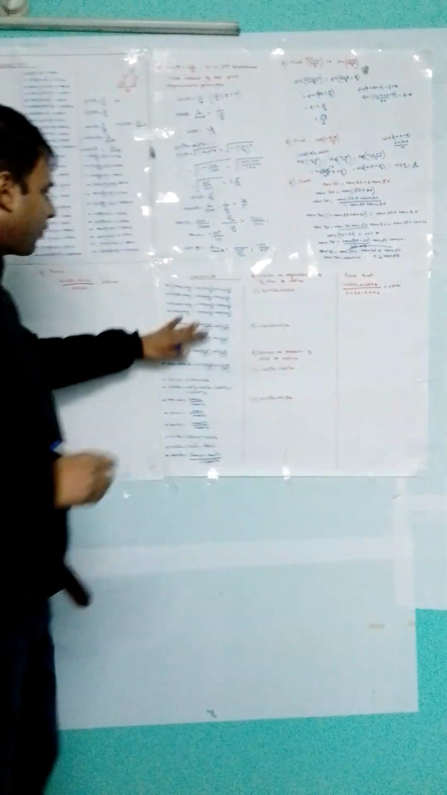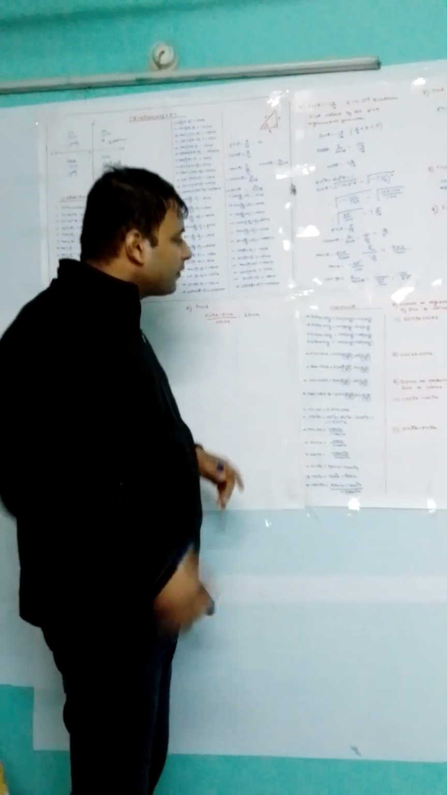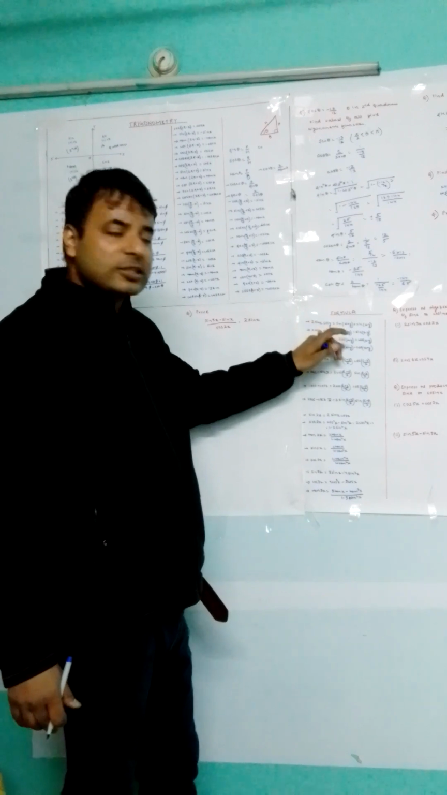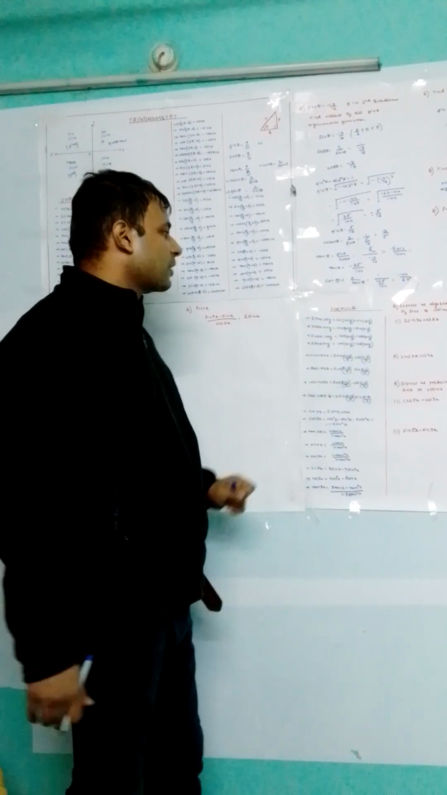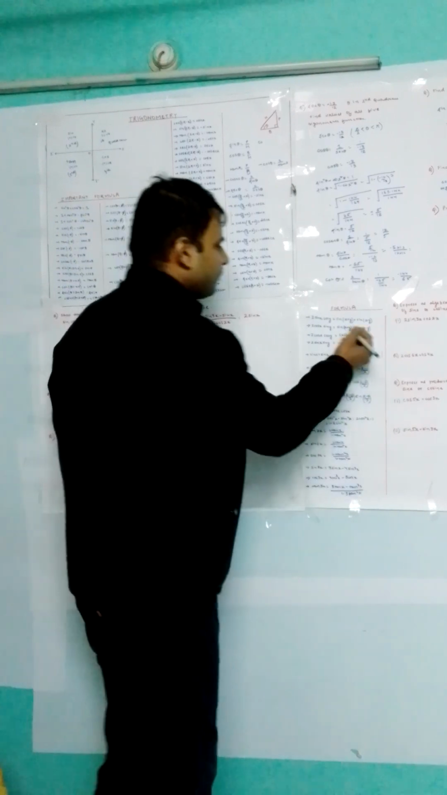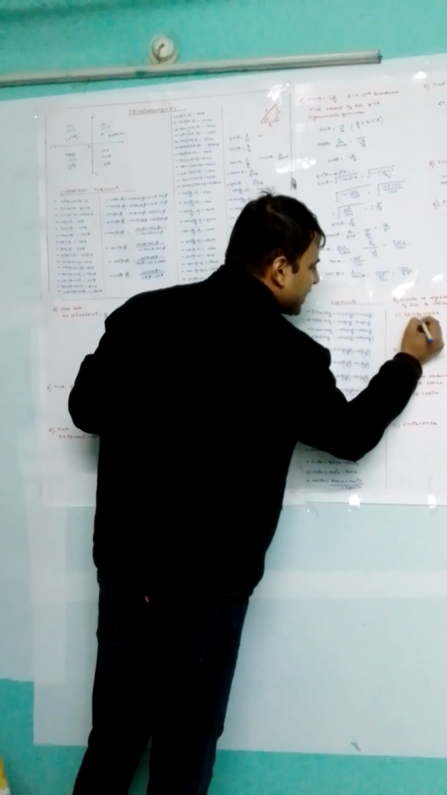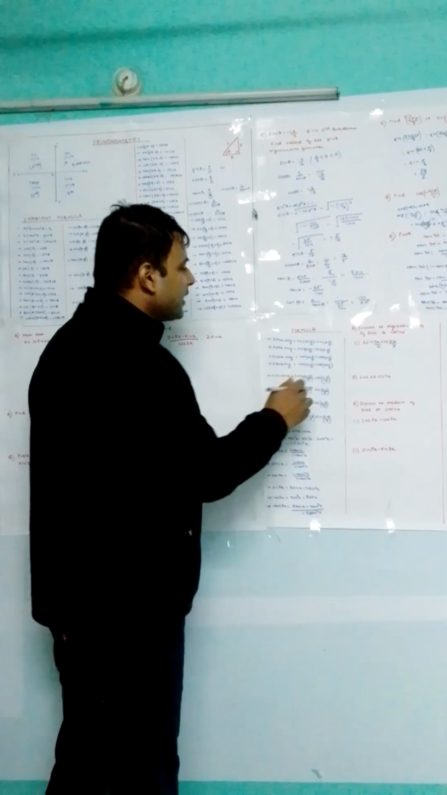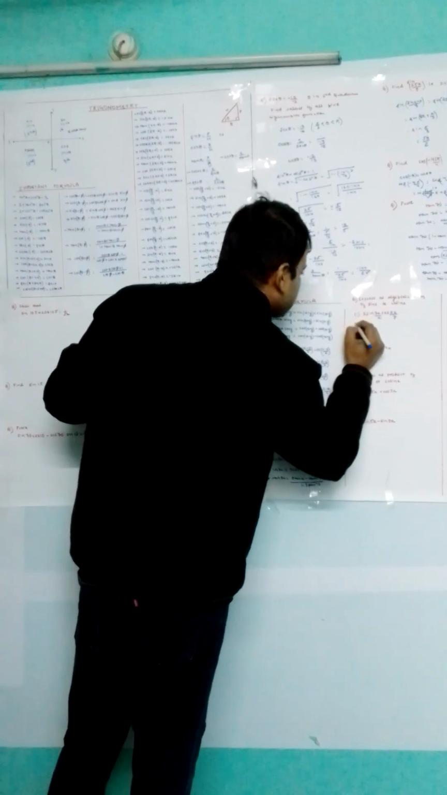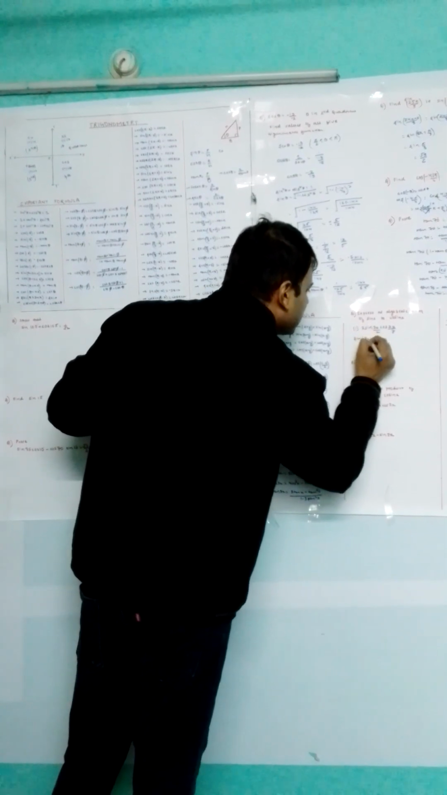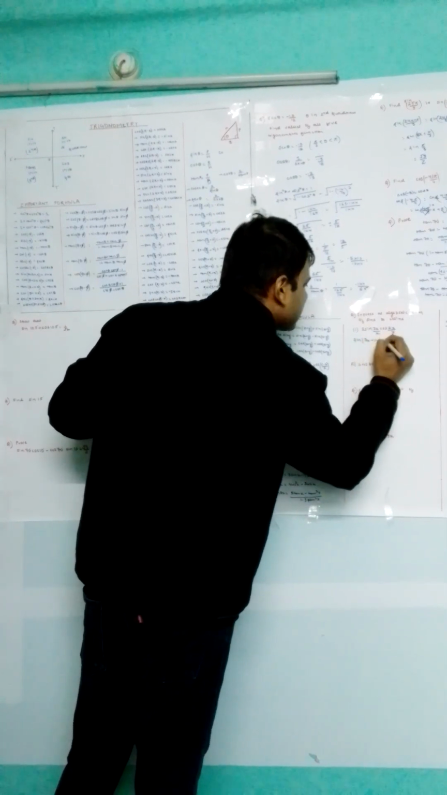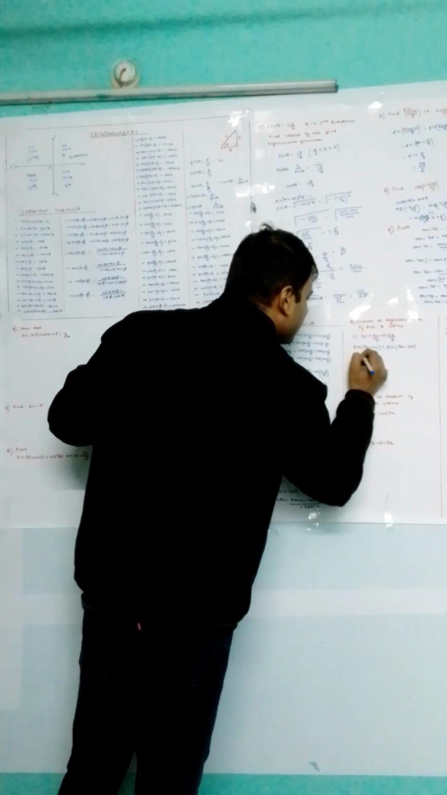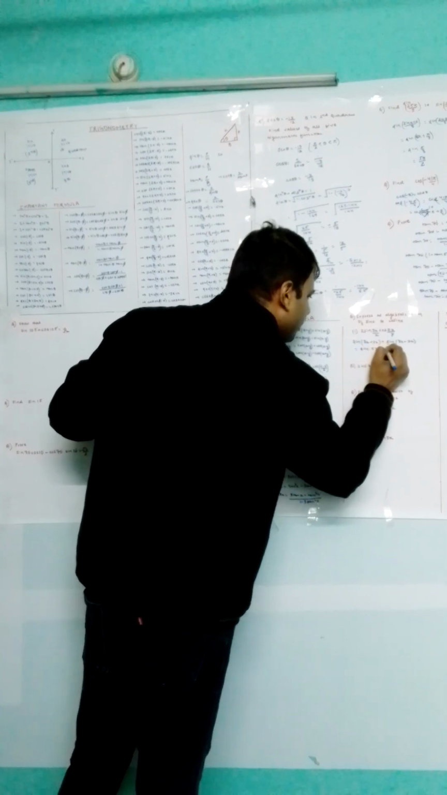Now we will move on. See, these are the formulas. These formulas we will have to learn. So just learn all these formulas. 2 sin x cos y equals sin(x plus y) plus sin(x minus y). So in this, if we take this as x and this as y, 2 sin 3x cos 2x can be written as sin(3x plus 2x) plus sin(3x minus 2x), which is sin 5x plus sin x.